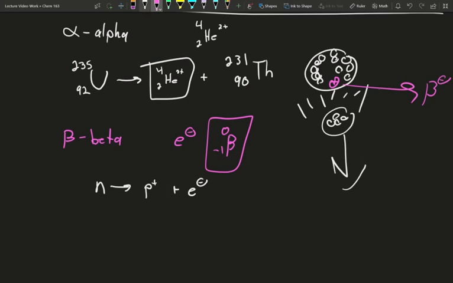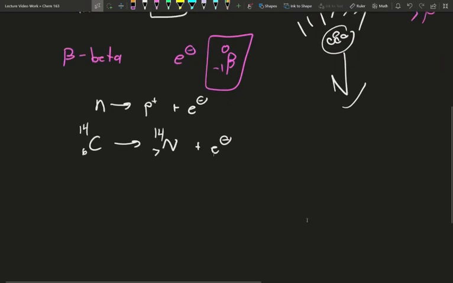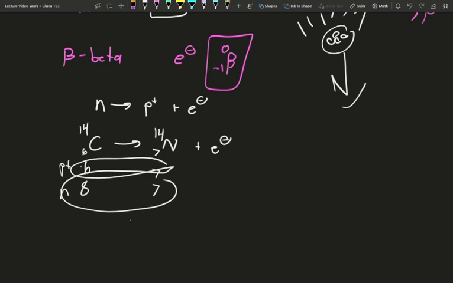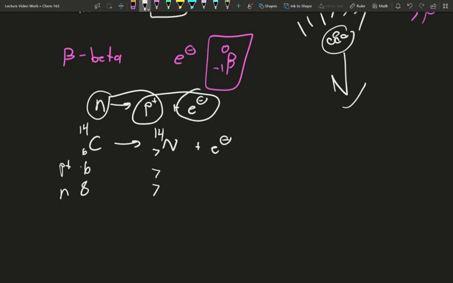Processes that can cause this are things like carbon-14. Carbon-14 can break into nitrogen-14 and an electron. Think about the processes that happened here. I had protons and neutrons, 6 and 8. Afterwards, I have 7 and 7. I have 1 more proton, I have 1 less neutron. How did we do that? A neutron decayed into a proton and an electron.